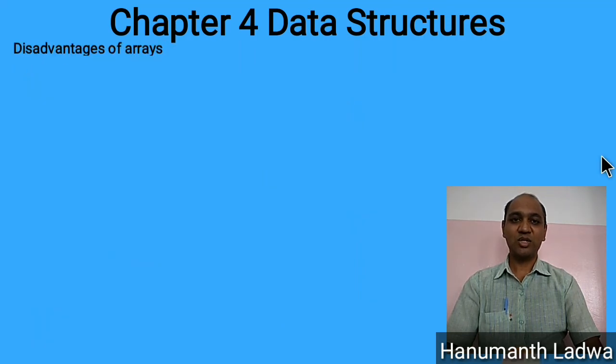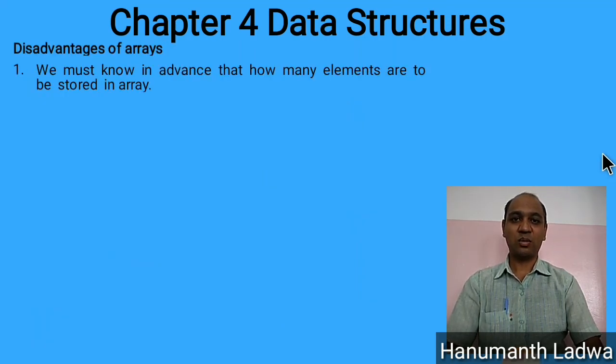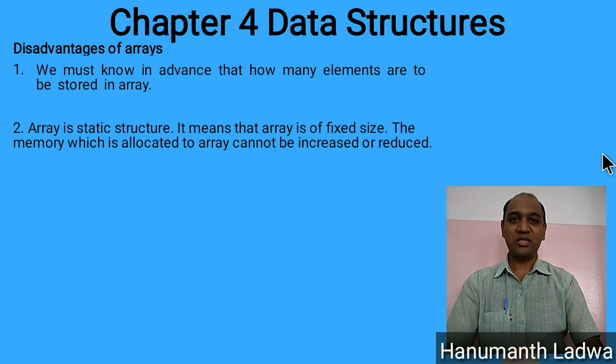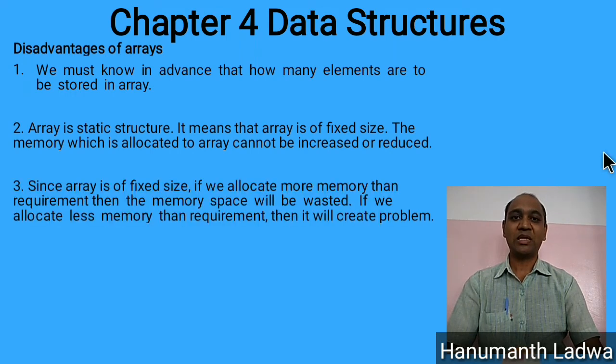Next, disadvantages of arrays. The first disadvantage will be we must know in advance how many elements are to be stored in the array. Second disadvantage is array is a static structure. It means that array is of fixed size. The memory which is allocated to an array cannot be increased or reduced because it is static in nature. It is fixed type. Next, the third one is since array is of fixed size, if we allocate more memory than the requirement, then the memory space will be wasted. If we allocate less memory than the requirement, then it will create a problem.